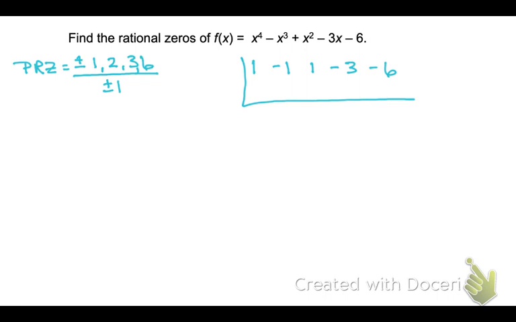Okay, so 2. So make sure there's no gaps. It's in the right order. So 1, negative 1, 1, negative 3, negative 6. Okay? And we're going with 2. Everyone good with that? Okay, so you do it, I do it. We'll see what we get.